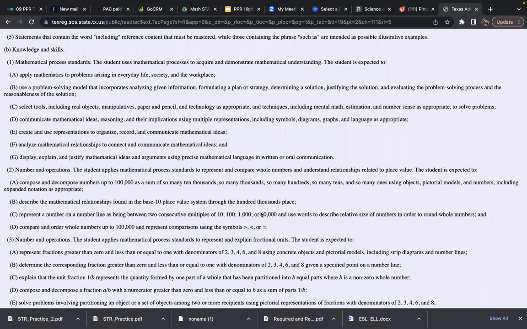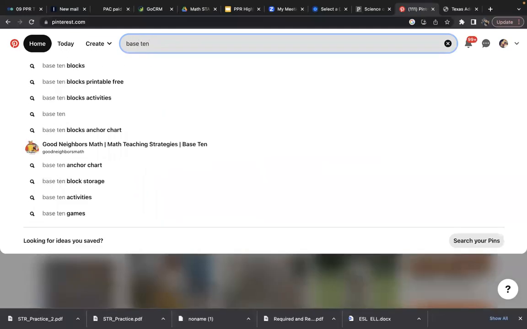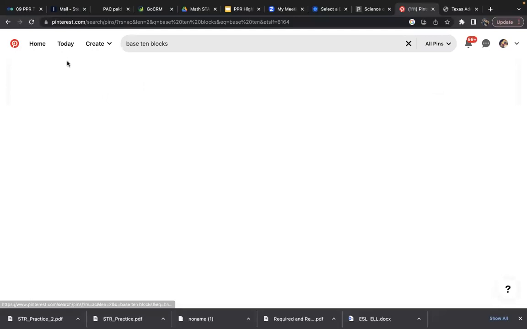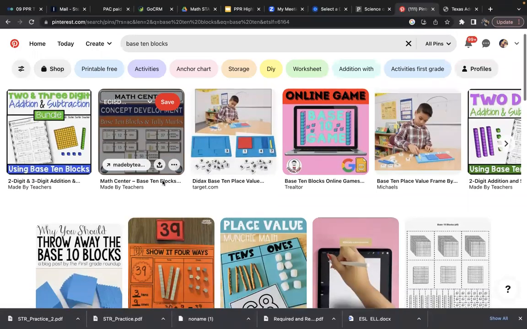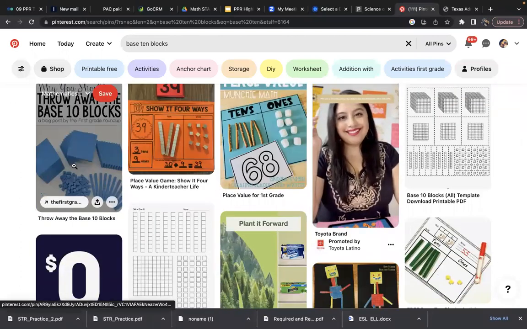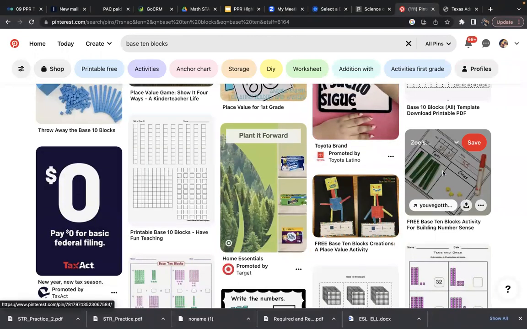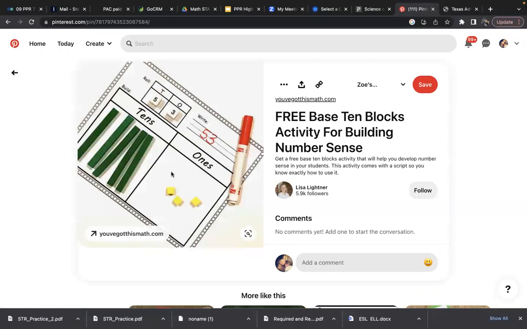And the way that we illustrate it best is not just by talking about it. We're going to do base 10 blocks. These are base 10 blocks, the old school ones. These are printable base 10 blocks. I like using this to get them to understand.